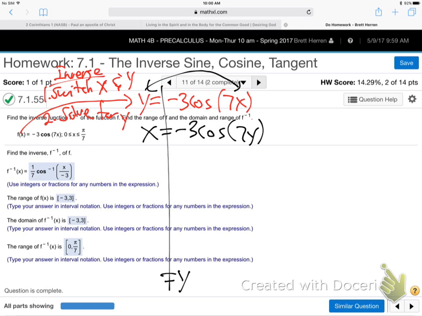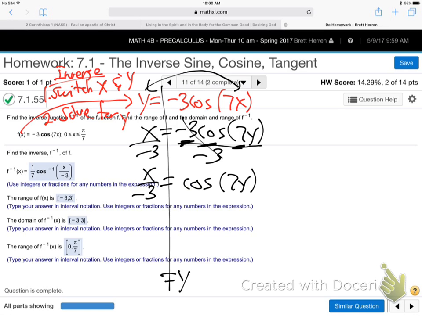So we got to get rid of this minus 3. It's like peeling an onion, right? You do the outer layer first, then you go on down to the middle. So you got to get rid of the minus 3, get rid of the cosine, then finally get rid of the 7, and the y will be alone. First off, how do we get rid of the minus 3? Well, that's just division. Just divide both sides by minus 3. So we got x over minus 3 is cosine 7y.